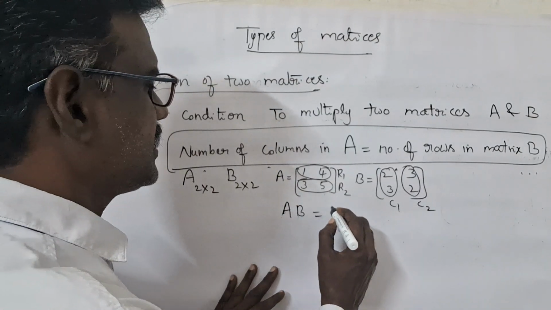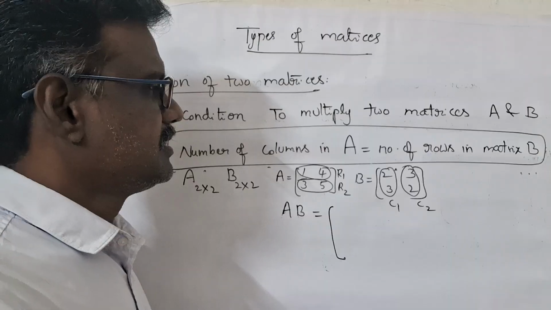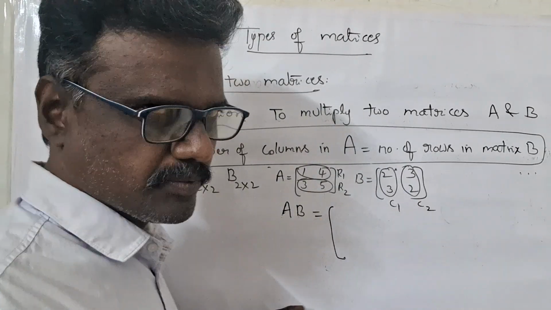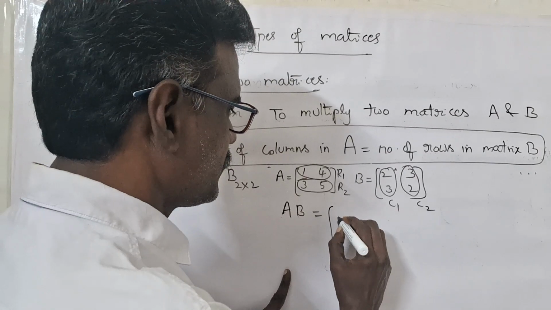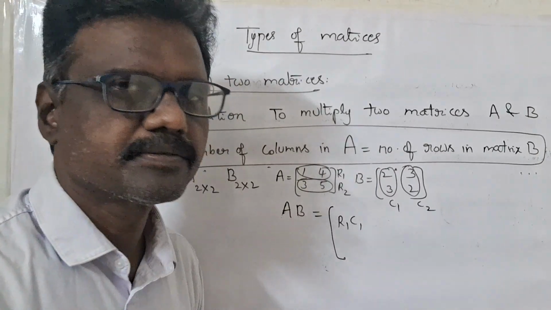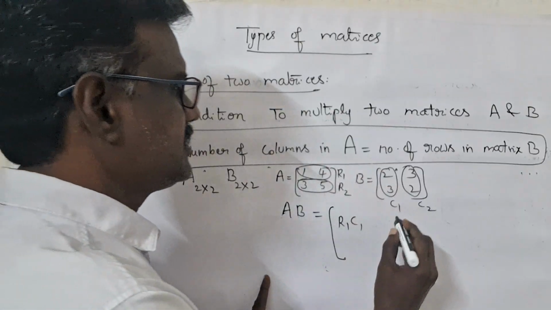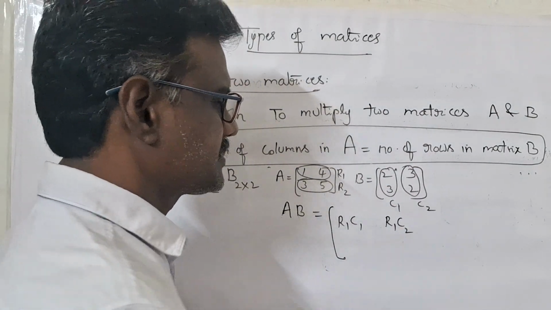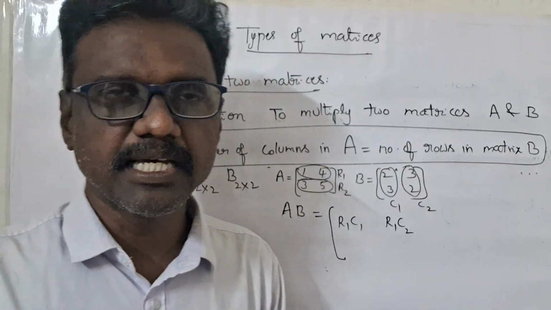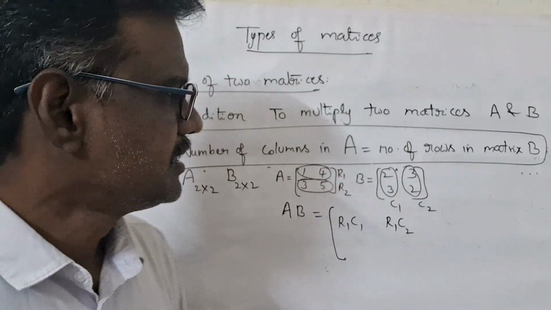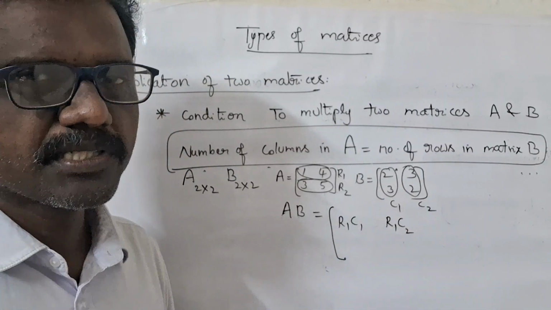So, while multiplying, first row in the first matrix into first column in the second matrix. Row 1 in the first matrix, column 1 in the second matrix. Row 1 in the first matrix, column 2 in the second matrix. Corresponding elements you have to multiply and add. Next, row 1 multiplication is over.